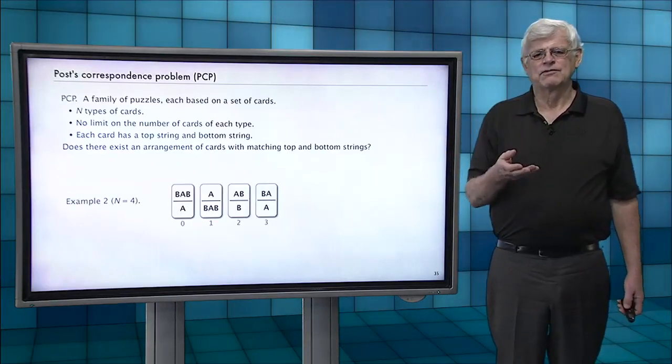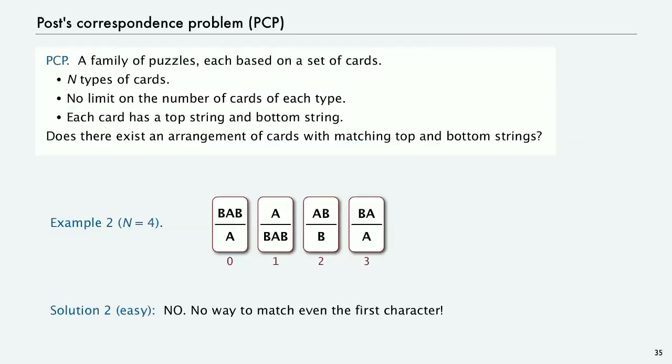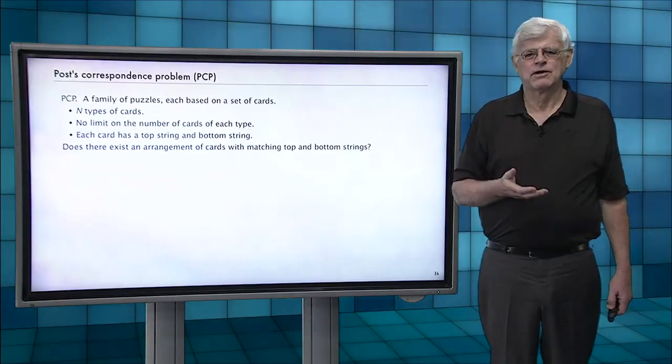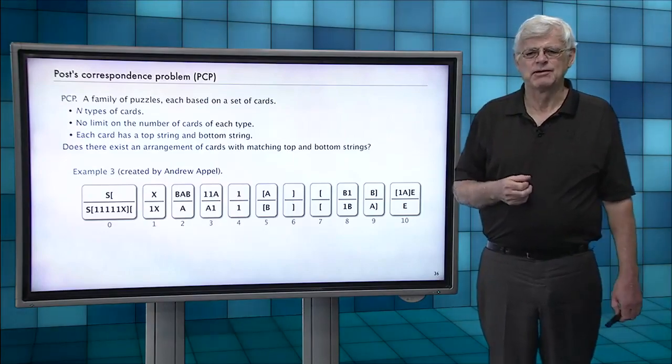But here's another set of cards. Is there going to be a similar solution for this set of cards, which is a little different? If you look at this one for a while, you say, obviously there's no solution because you can't even match the first character. Every one of these cards differs on its first character, so there's no way to even get started. So that's the question in general. Given a set of cards, is there going to be matching top and bottom strings?